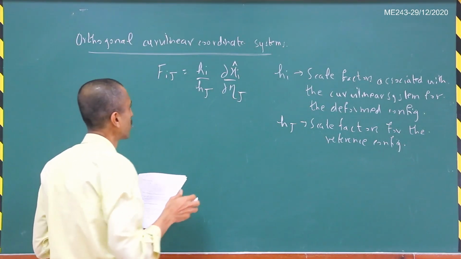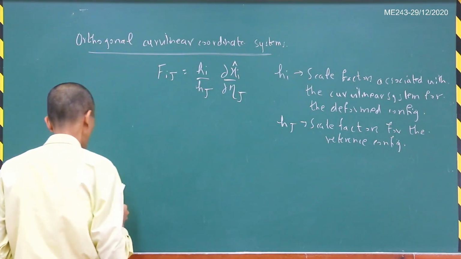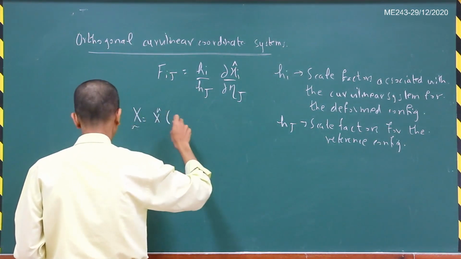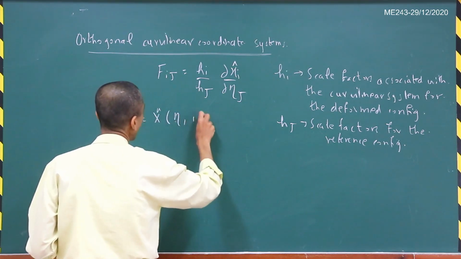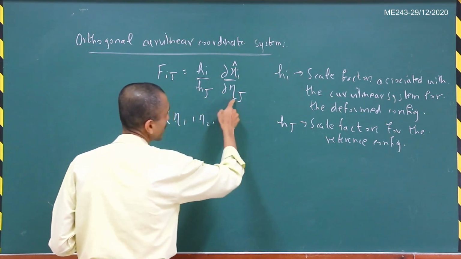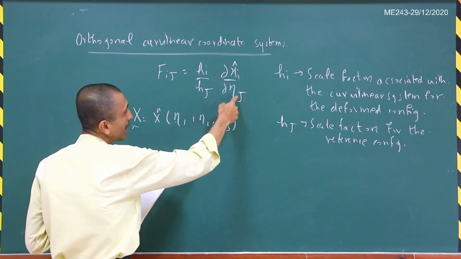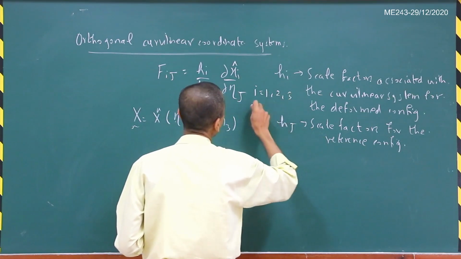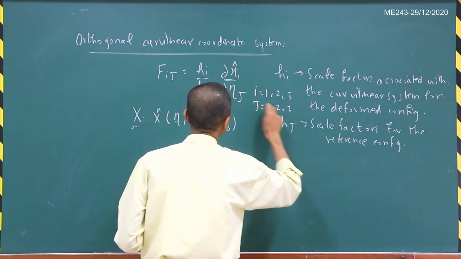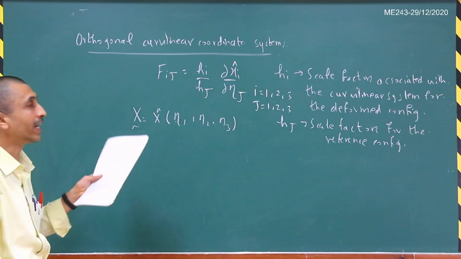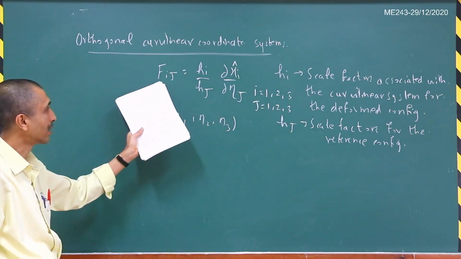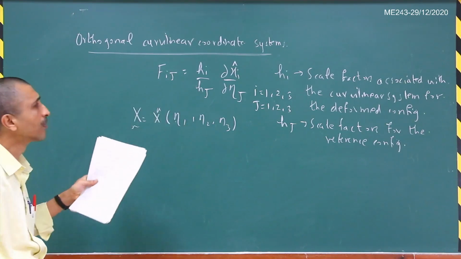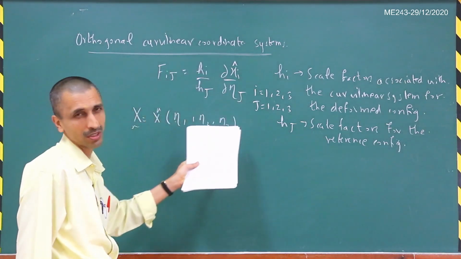So you can imagine that your x, that is the material coordinates, are parameterized in terms of eta1, eta2 and eta3. So that is the same as this eta j. So i and j are running from 1 to 3, so these are the 9 components. I will not go into the derivation of this equation; that is again there in the book.